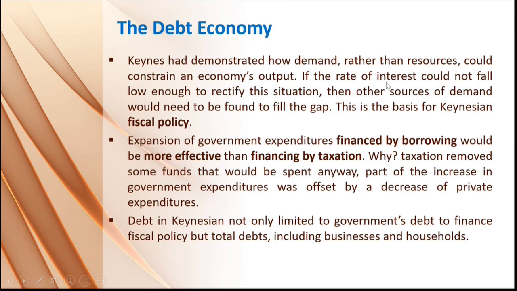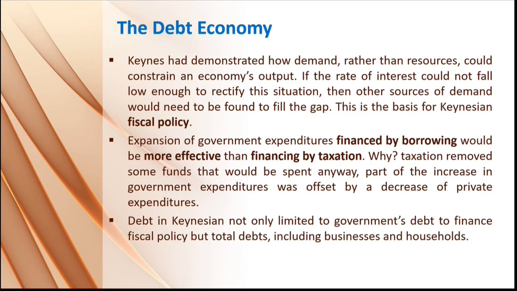If interest could not fall low enough to rectify the situation, as mentioned just now, there are two situations: where investment and saving cross at a negative interest rate, or where the demand for money reaches a liquidity trap, so the interest rate could not fall low enough. Then other sources of demand would need to be found to fill the gap. Therefore, there is a basis for so-called Keynesian fiscal policy. Therefore, fiscal policy is considered more dominant or more popular among the Keynesian school of thought than monetary policy, even though monetary policy and fiscal policy are both mentioned by Keynes and the Keynesian school of thought.